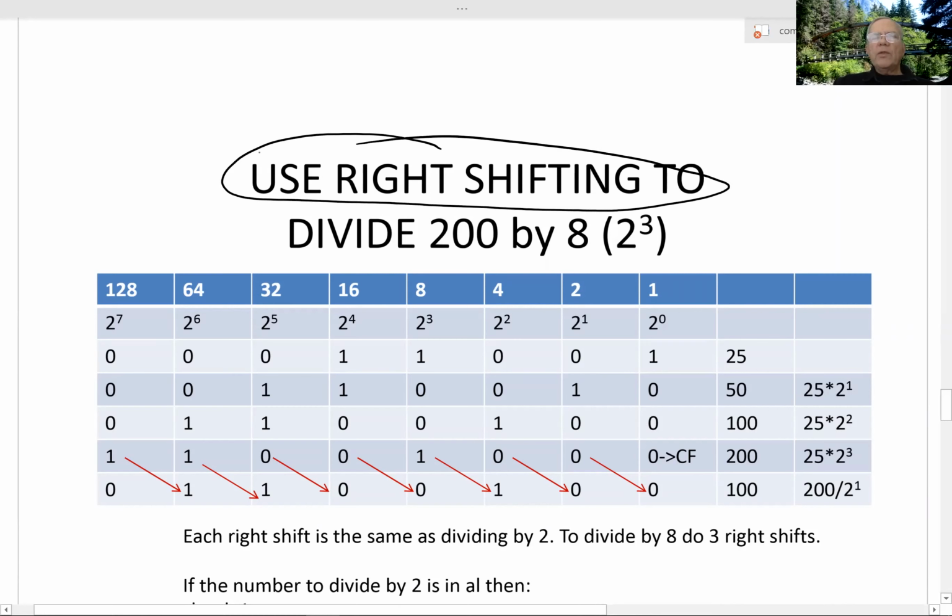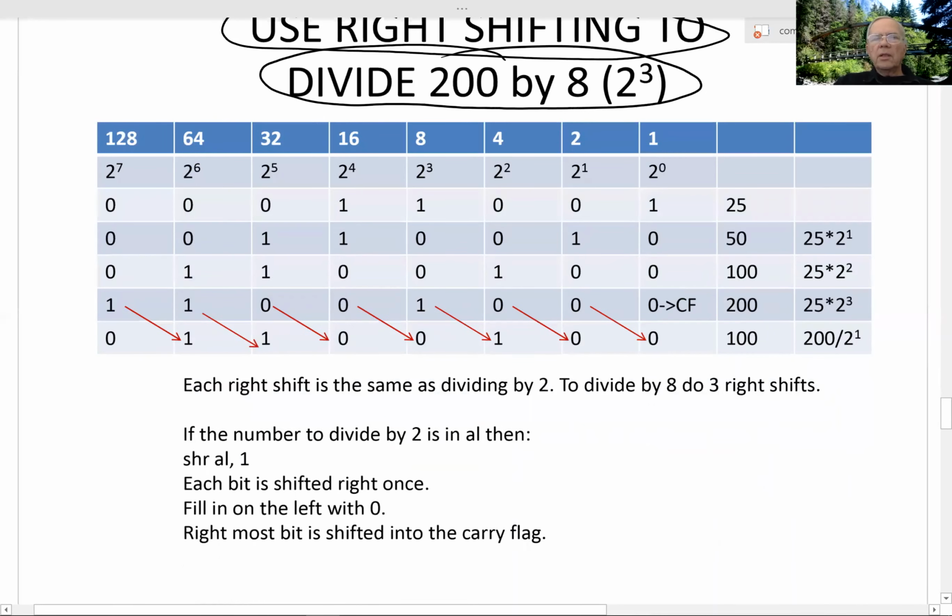Each right shift means we're dividing the number by 2. If we want to divide 200 by 8, which is 2 to the 3, the 3 would be the number of times to shift right. The rightmost bit goes in the carry flag. All the other numbers get shifted to the right by 1.